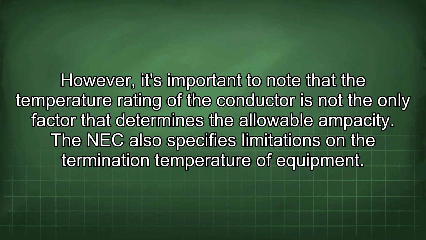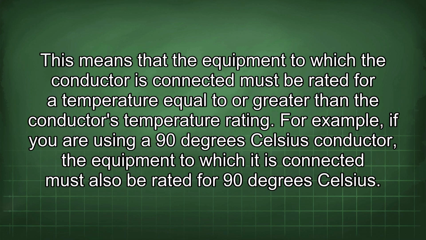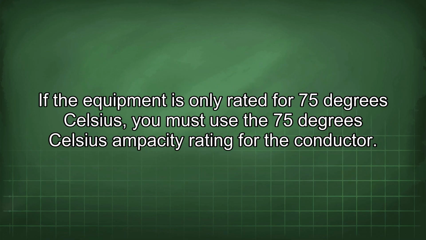However, it's important to note that the temperature rating of the conductor is not the only factor that determines the allowable ampacity. The NEC also specifies limitations on the termination temperature of equipment. This means that the equipment to which the conductor is connected must be rated for a temperature equal to or greater than the conductor's temperature rating. For example, if you are using a 90 degrees Celsius conductor, the equipment to which it is connected must also be rated for 90 degrees Celsius. If the equipment is only rated for 75 degrees Celsius, you must use the 75 degrees Celsius ampacity rating for the conductor.